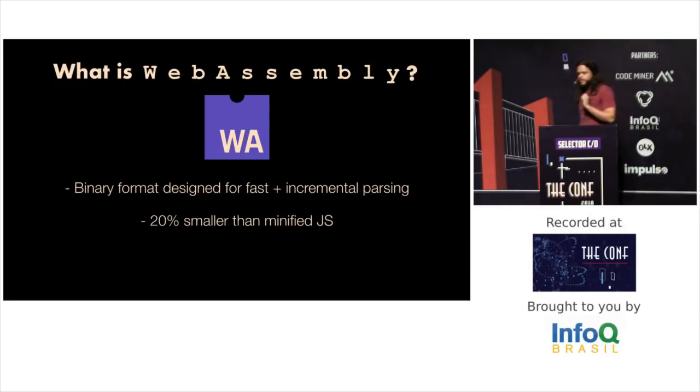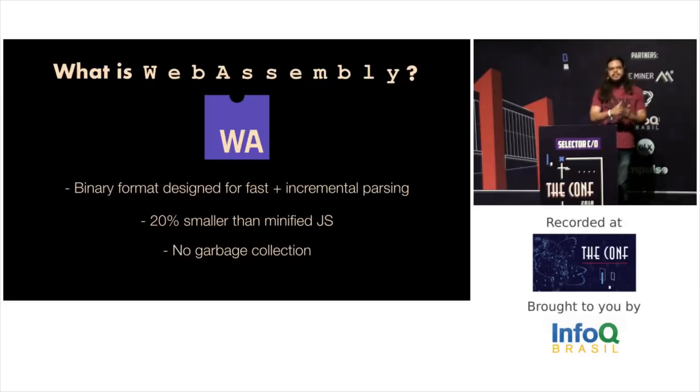WebAssembly is, in general, 20% smaller than minified.js because, once again, it is a binary format. And besides being fast to parse, the other main goal of the WebAssembly format is to be very small. So it can be sent over the internet, and it can not be a huge bandwidth hog. And WebAssembly has no garbage collection at all, which can seem like a bit of a problem. And we will talk about that in a second. But for now, let's just consider that having no garbage collection means that you get no unpredictable pauses while your code is running, and you can know that whatever you write will run exactly as it is written.